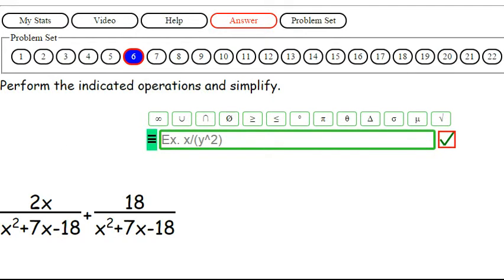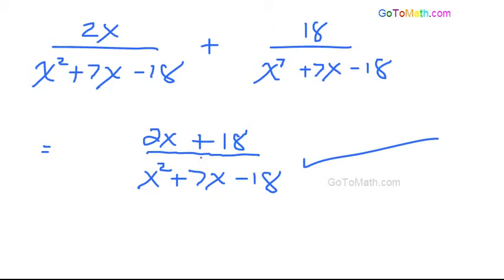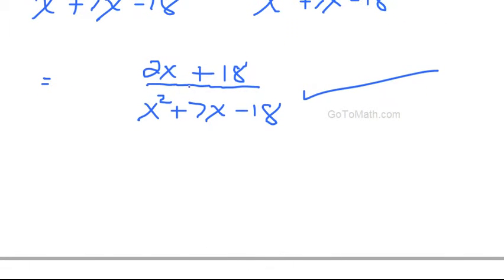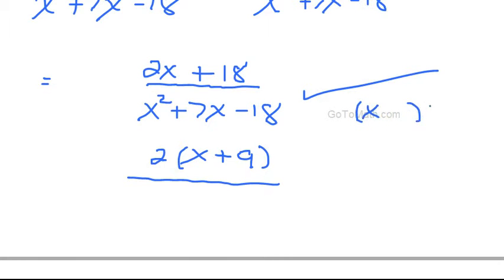Simplify. I think what I did here was we get to this point, everything's good, but we can pull out the 2. We end up with x plus 9. Okay? And then what can happen here is we can factor the denominator. So this will factor to something like this.